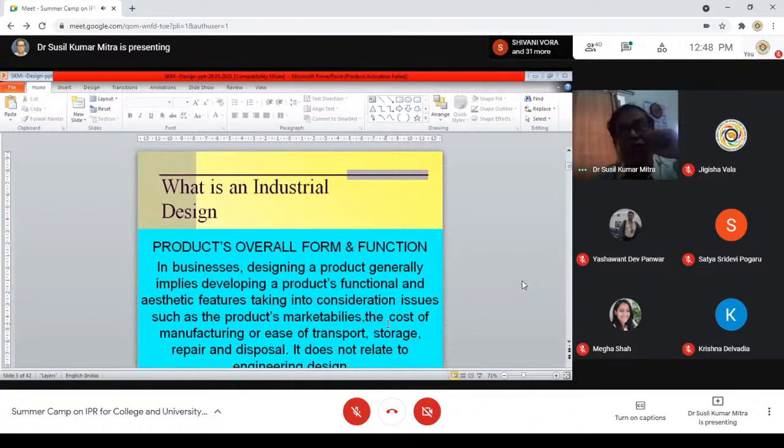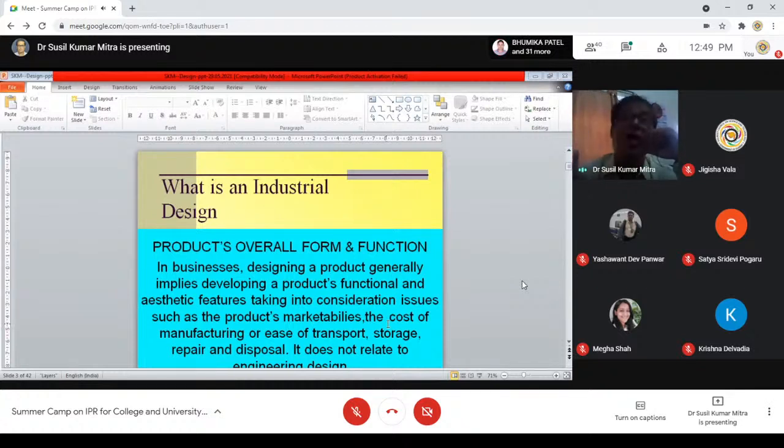Every product or every article has some functional part, but overall we should consider the aesthetic beauty of the product also. So in business, designing a product generally implies developing the product's functional as well as aesthetic features, taking into consideration issues such as the product's marketability, cost of manufacturing, transportation, storage, repairing, and disposal. Everything comes under the point of discussion in design, and it is not related to engineering design.